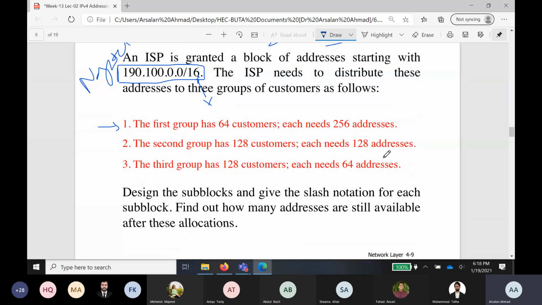Okay, and there are 64 customers, so 64 companies in the Islamabad, Rawalpindi region, which are relatively bigger size companies, and these companies require 256 addresses. Then obviously there is a second group which are relatively small, medium-sized companies, small compared to this one, large compared to this one. They require that many addresses in the third group, which is 128 customers.